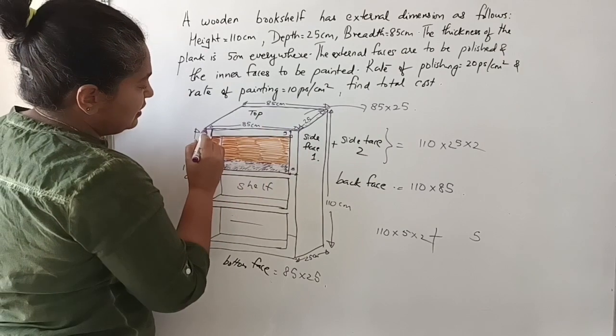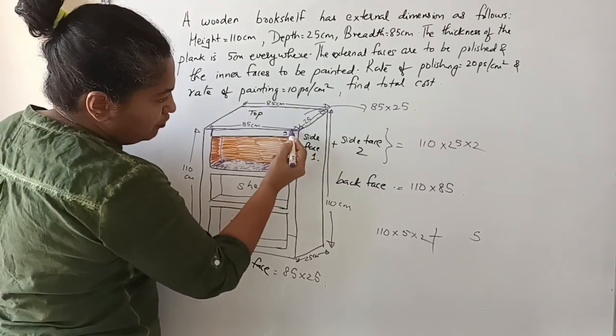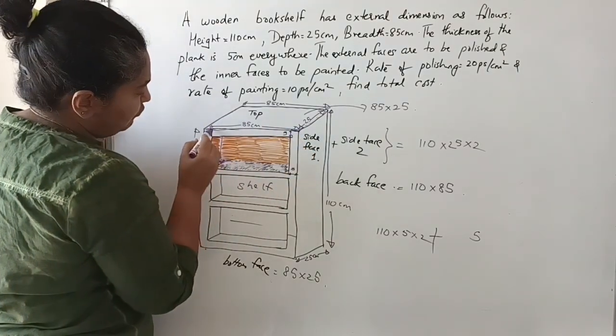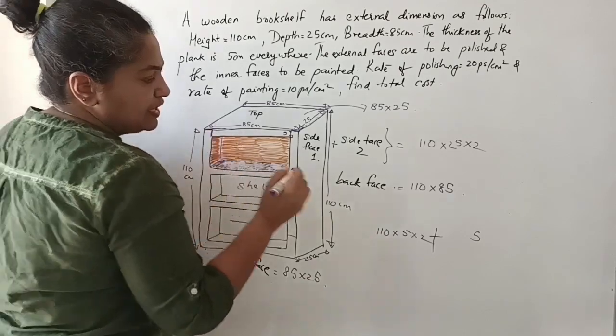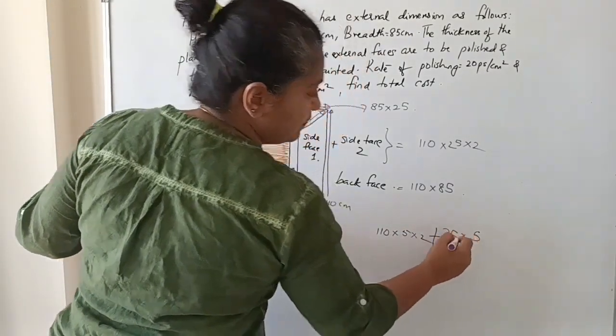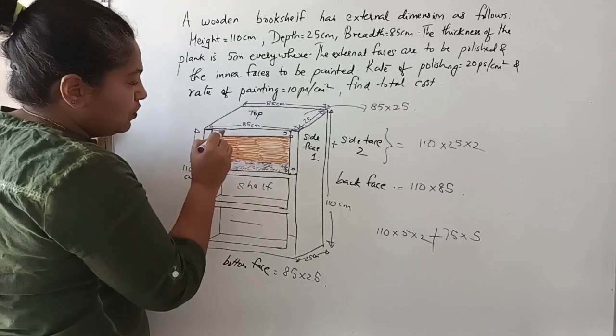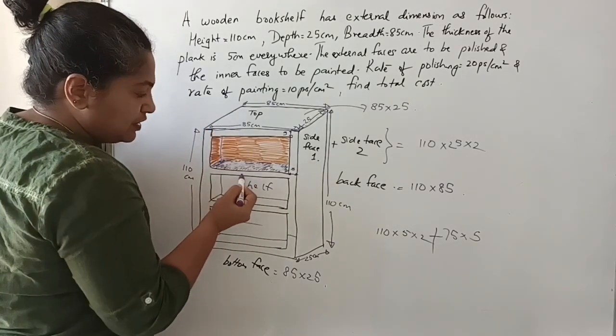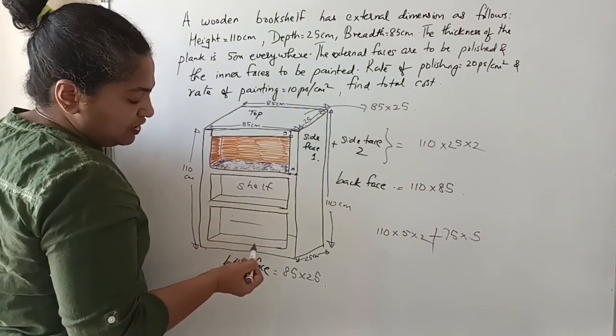What is the length? The total length is 85. 5 thickness is gone here, 5 thickness is gone here. So remaining I have got 75. Okay. Now I have got a similar one over here, and I have got a similar one over here.